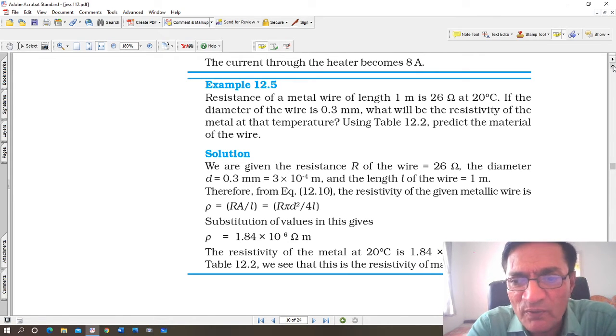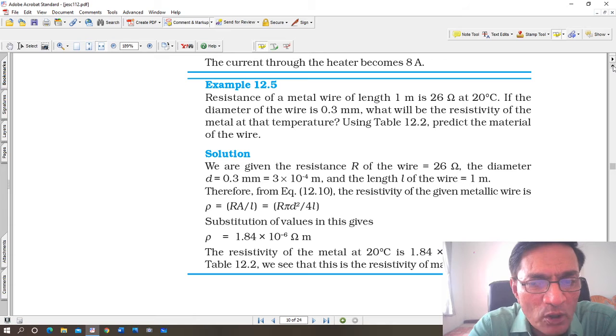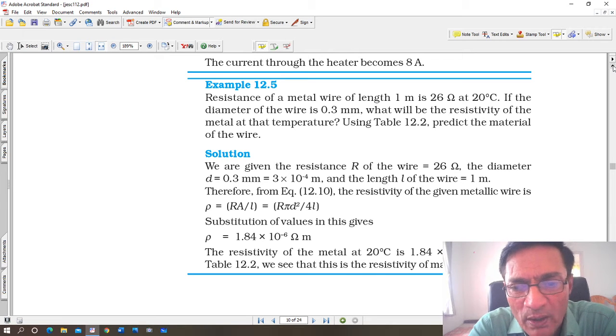First of all, we are given the resistance as 26 ohms. The diameter is 0.3 millimeters, or 3 into 10 to the power minus 4 meters. We have converted this into meters. Remember to convert millimeters into meters. And the length of the wire is 1 meter. Both should be in the same unit, length and diameter.